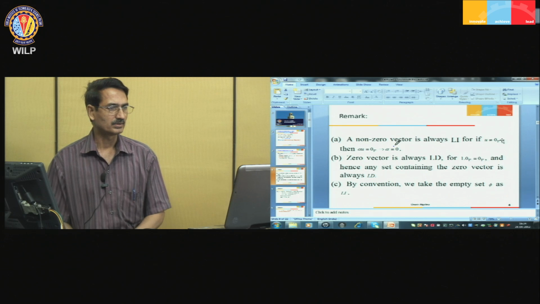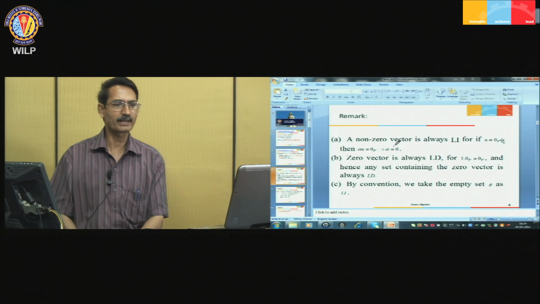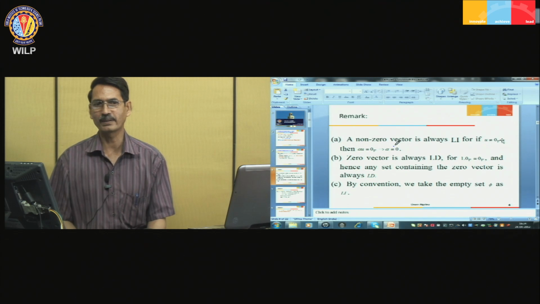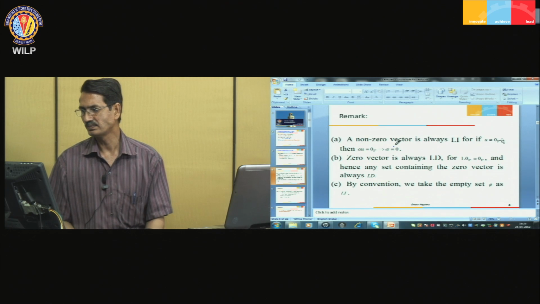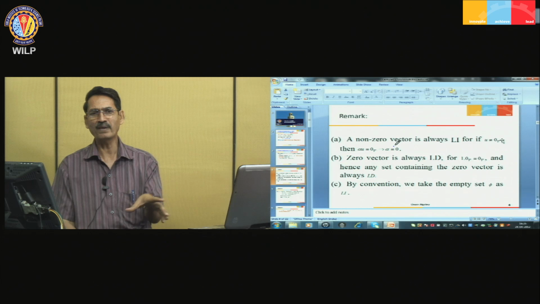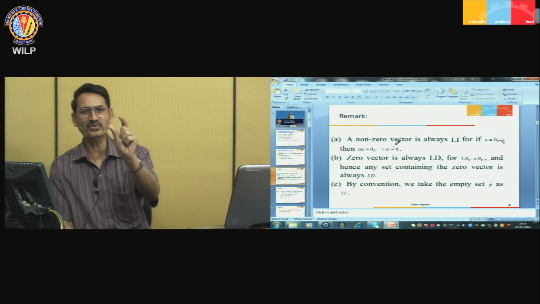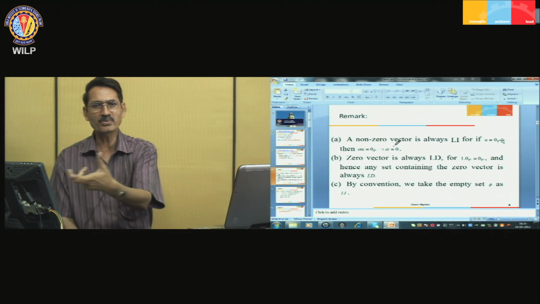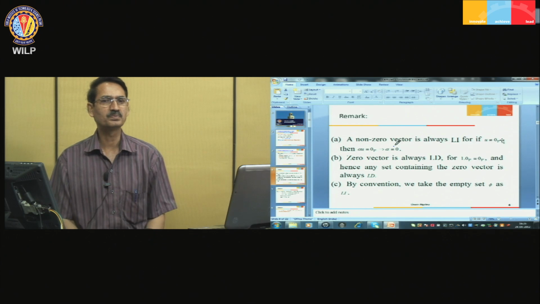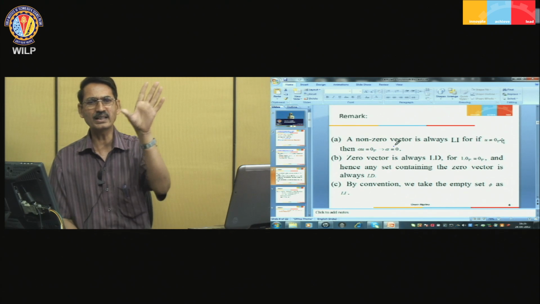Let us see some examples. A non-zero vector is always linearly independent. Why is a non-zero vector always linearly independent? Suppose U is a non-zero vector and alpha is any scalar. So there is a set which consists of a single vector and that is non-zero. So if alpha into U is equal to 0, then we have seen that either alpha is 0 or U is 0, but we are taking that U is different from 0.